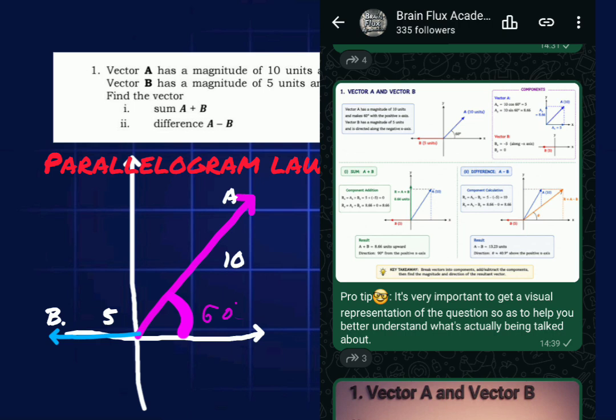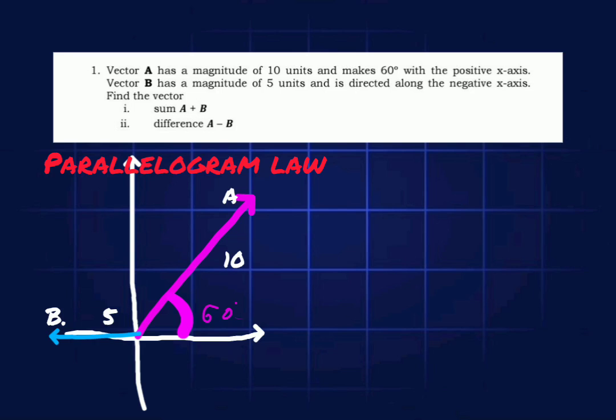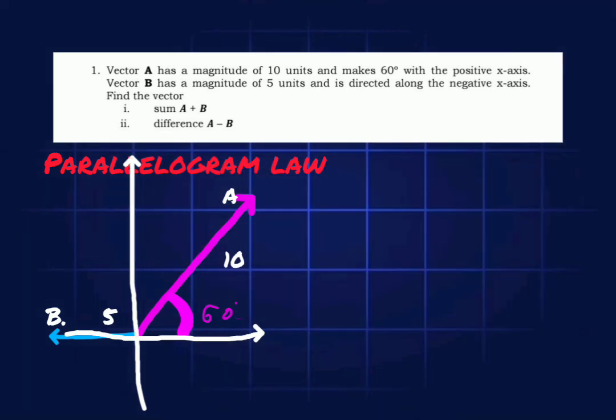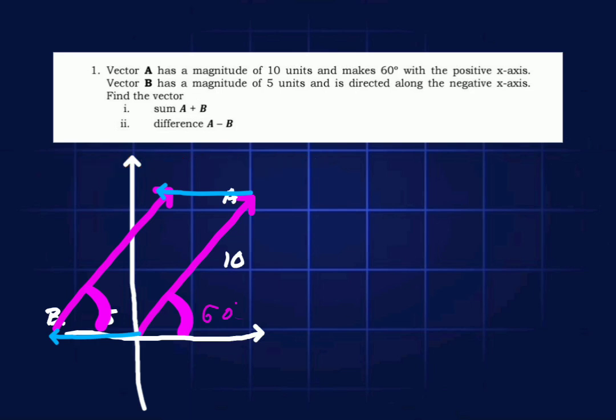Now let's continue. In order for us to do that, we need to draw what are called equal vectors. Equal vectors are parallel to a vector and of the same magnitude. So if we have vector A here, we draw another line parallel to vector A, with the same length, and we do the exact same thing for vector B. We see that they meet at this point.